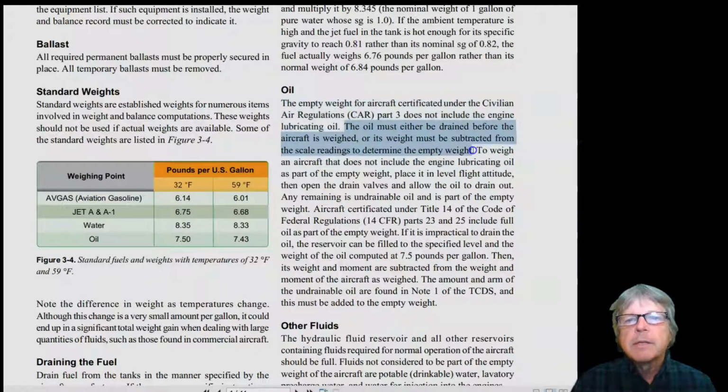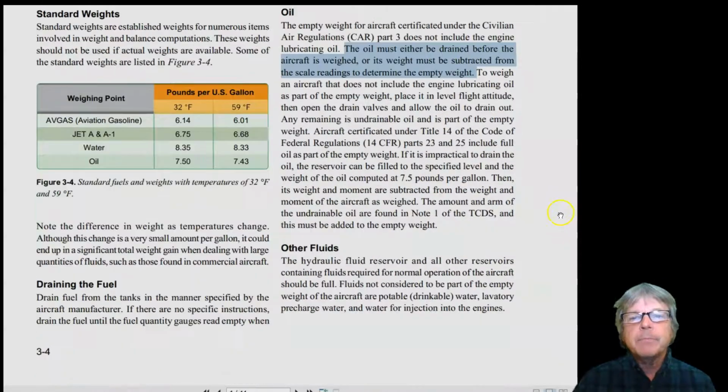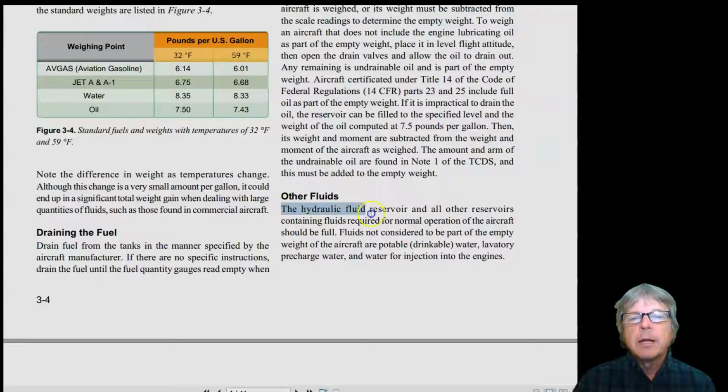The standard requirement is to drain the oil. So the FAA says that the oil must be drained before the airplane is weighed, or we have to fill up the oil and subtract the weight of the oil from the weight. That's what we're going to call the standard. The other fluids, like hydraulic fluids and things like that, should all be full.